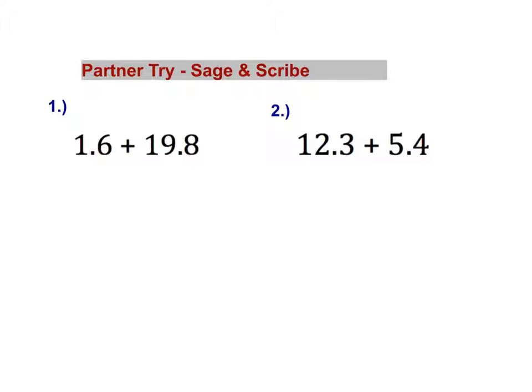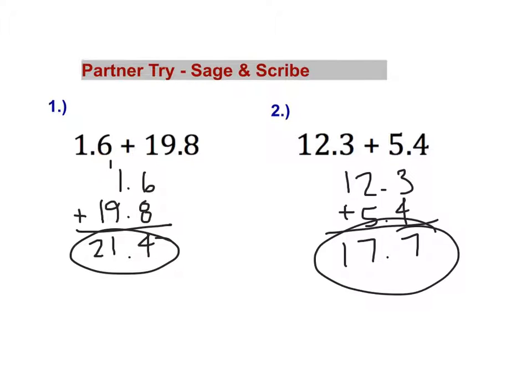In class, we tried these with a partner. I want you to try them on your own for practice, and then start the video back up when you're ready to check your work and your answers. All right, so here's my evidence of my answers. For number 1, I got 21.4. For number 2, I got 17.7. Feel free to pause the video here if you want to take a look at my evidence and my work.